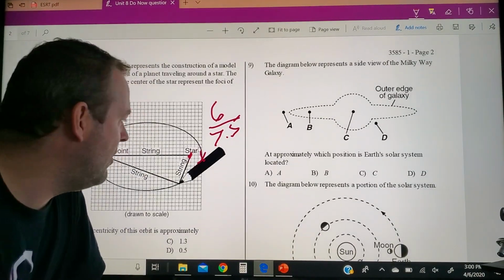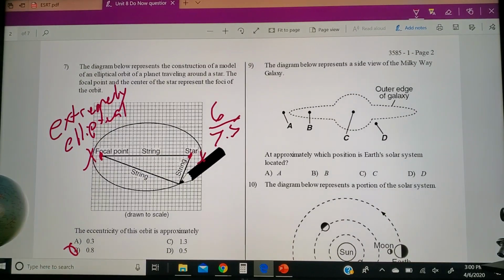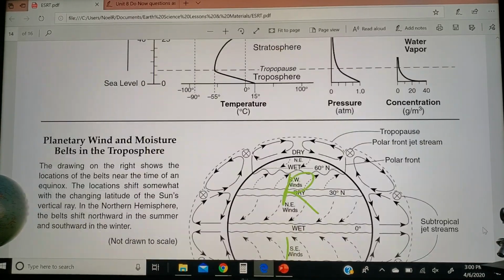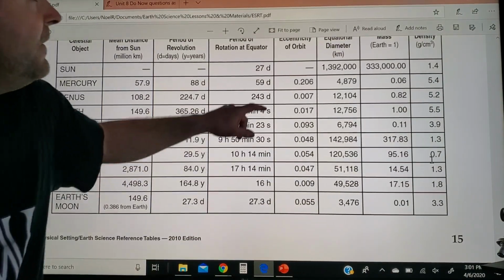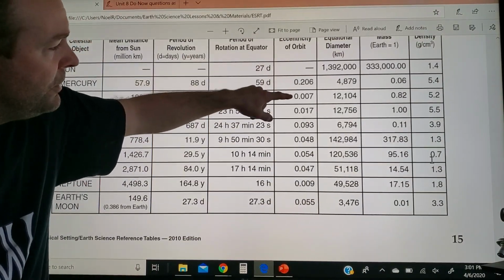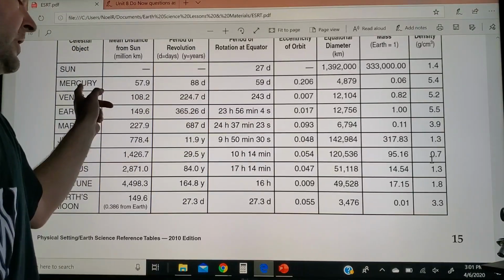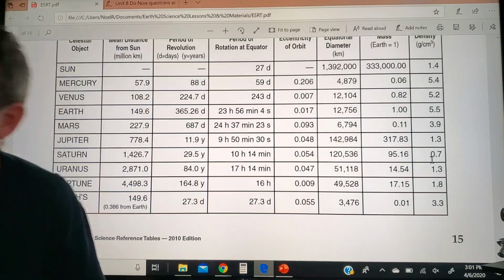Most of the planets are slightly elliptical. And if you go back to your planetary chart, I'll show you what I'm talking about. That's toward the end of your reference tables. Right here. The list of eccentricity right there, 0.2, 0.0, and so on. The most elliptical is a 0.206, and that's Mercury. So a 0.8 is way, way off the charts. Okay?